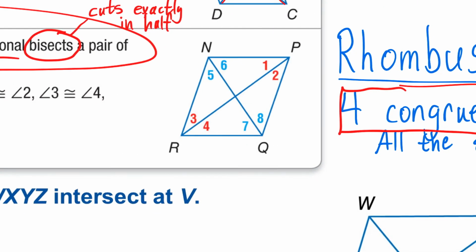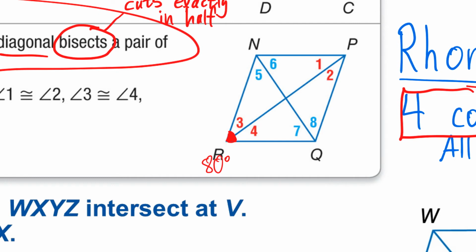So what that means is this, let's say this angle R right here. Say this whole angle R is 80 degrees. Okay? The whole angle here, angles 3 and 4 together, are 80 degrees. This diagonal right here cuts that angle in half. So how big would angle 3 be? 40. And how big would angle 4 be? 40. Actually, let me flip this. So this would be 40. This would be 40 degrees.